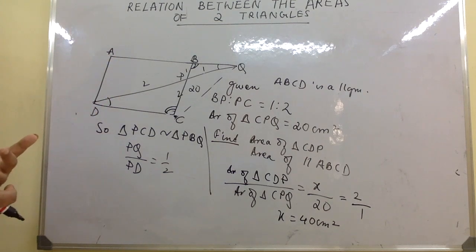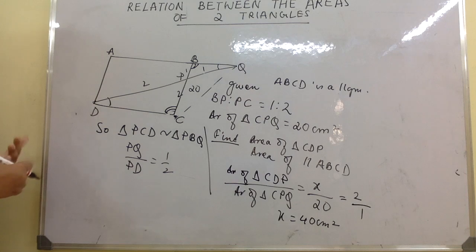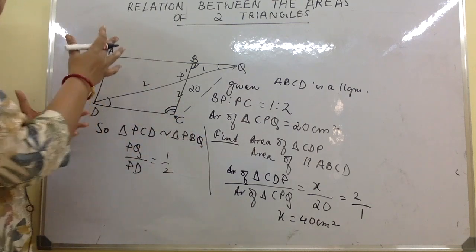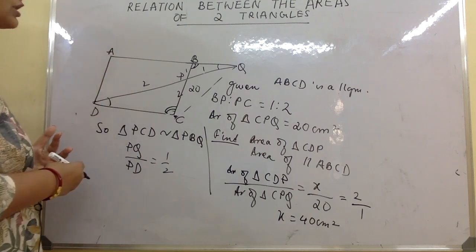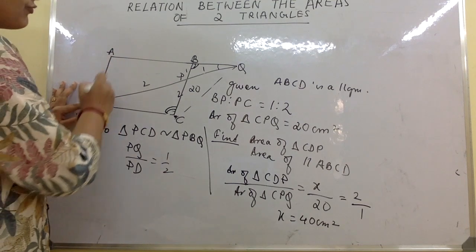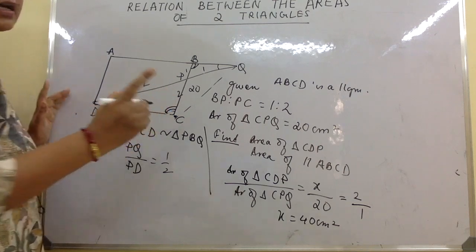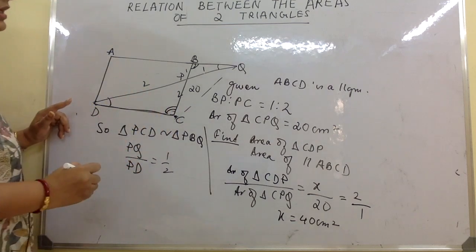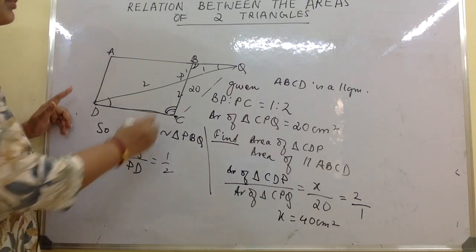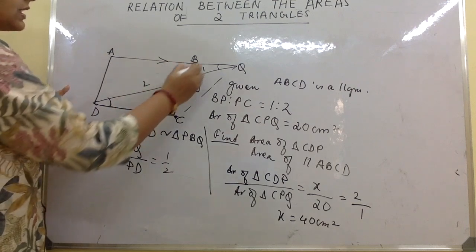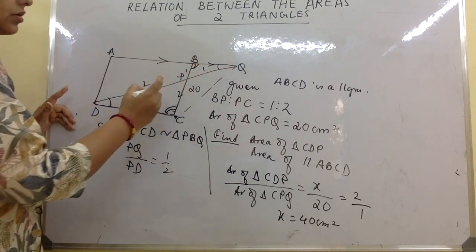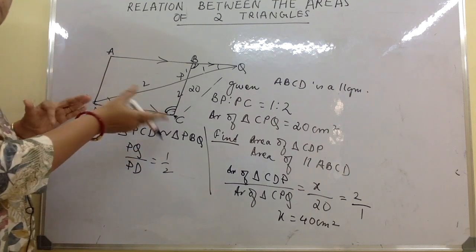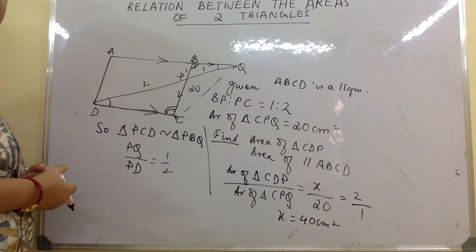Area of the triangle, area of the parallelogram ABCD. Now they are asking for the area of the parallelogram. This actually connects us to something from 9th standard, in which they told us that if a parallelogram and a triangle are on the same base, and between the same two parallel lines, then the parallelogram is twice the area of the triangle.